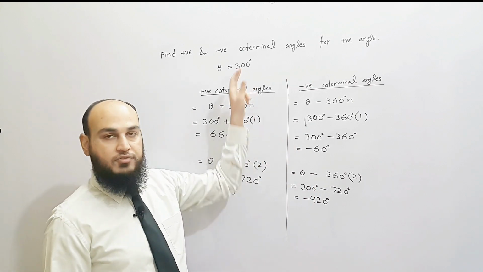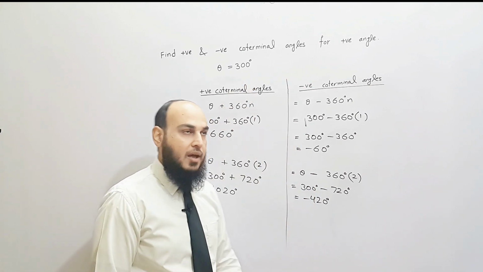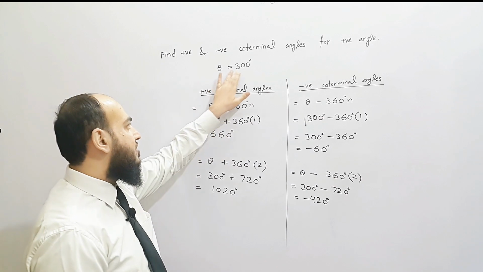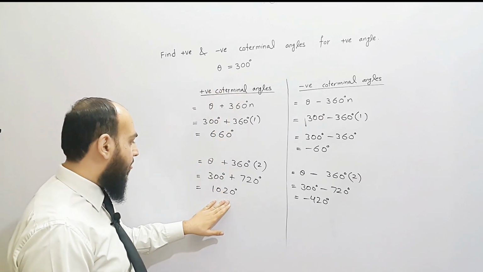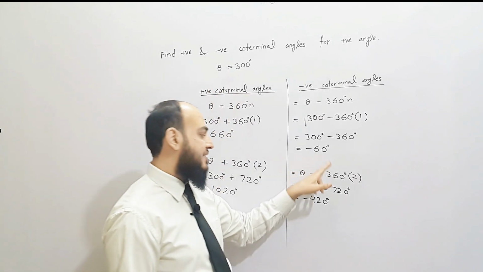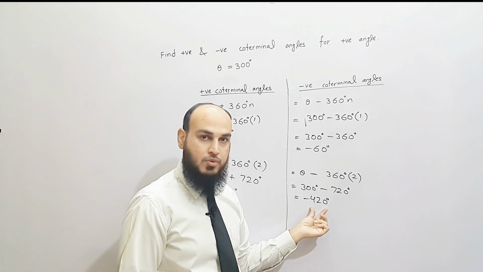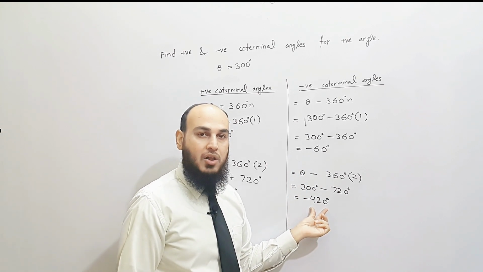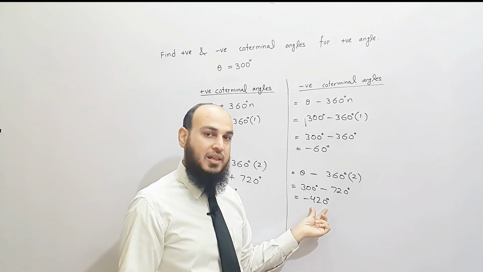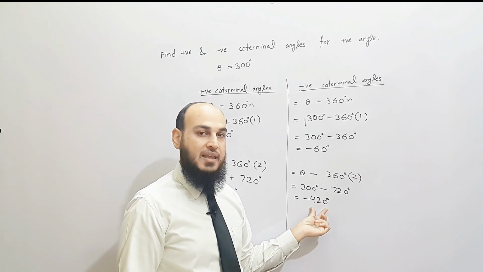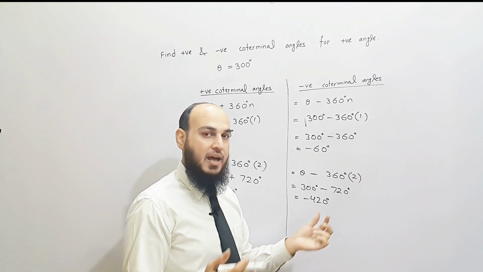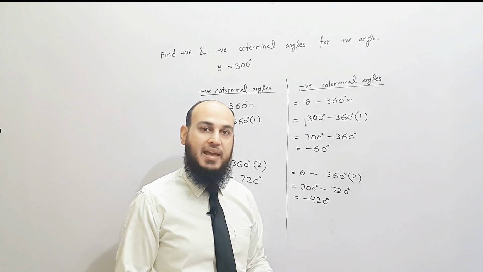Now you have to notice that minus 60 degrees and minus 420 degrees are negative coterminal angles of 300 degrees. Now these 5 angles, 300 degrees, 660 degrees, 1020 degrees, minus 60 degrees, minus 420 degrees, they all have the same initial and terminal sides. That is why they are known as coterminal angles.